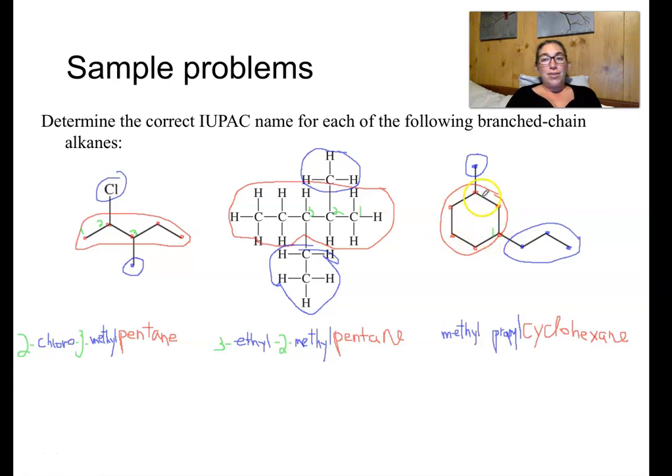And then we could go in either direction numbering, but remember we always want things to have the lowest address possible. So we're going to number the ring in the direction towards the next substituent. So it would be 1, 2, 3, 4, 5, 6. But I'm just going to show the numbers here because those are the ones that are relevant to our substituents. So the propyl group is on carbon 1 and the methyl group is on carbon 3. So it would be 3-methyl-1-propyl-cyclohexane.